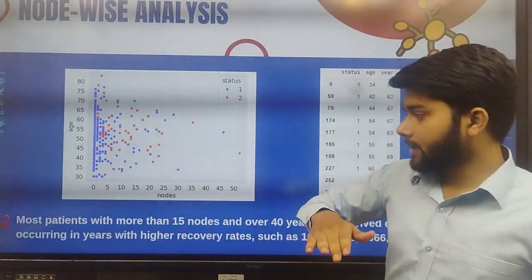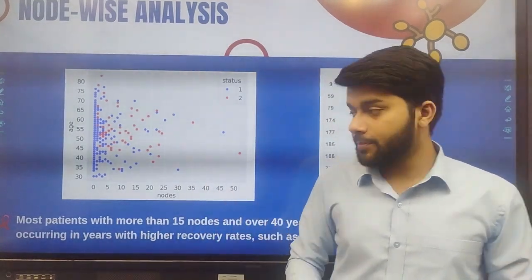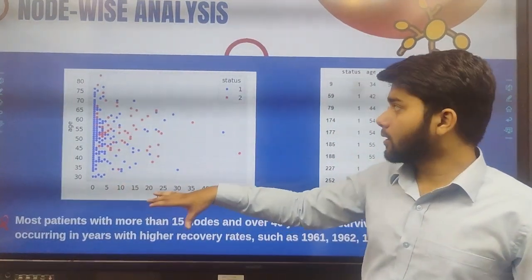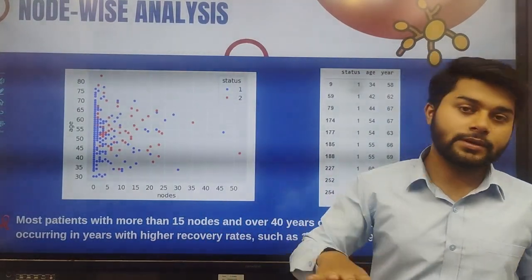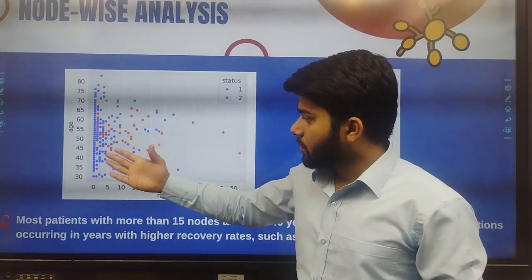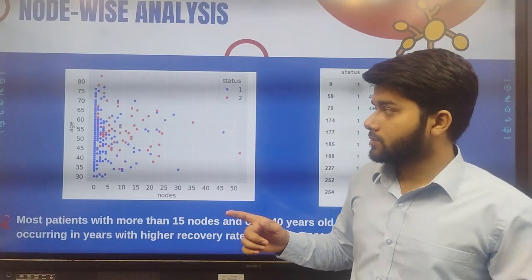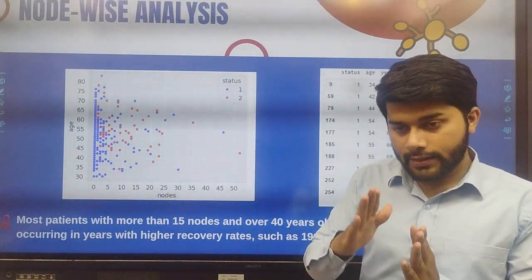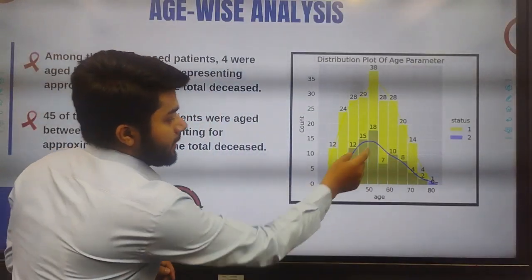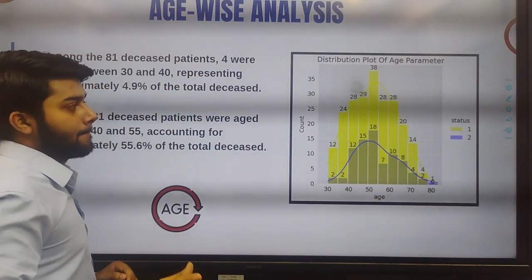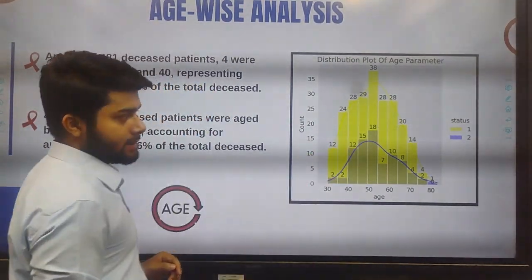Here I want to see the correlation between the nodes and the age of the patient. This is a scatter plot. The blue one is showing the patients that survived and the red one those that did not survive. Previously, when I was doing the age-wise analysis, I saw that the 40 to 55 age bracket has the higher mortality rate.